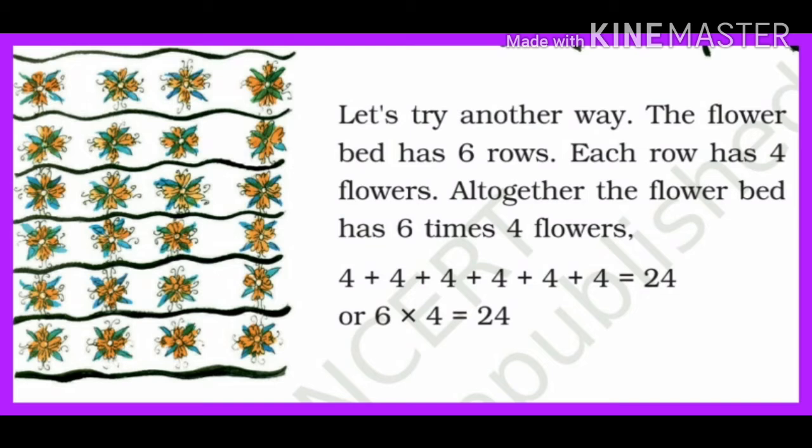So we can add like this: 4 plus 4 plus 4 plus 4 plus 4 plus 4. That is, we are adding the number 4 6 times. We will get the answer 24. Or we can write it as 6 multiplied by 4. Answer will be 24.